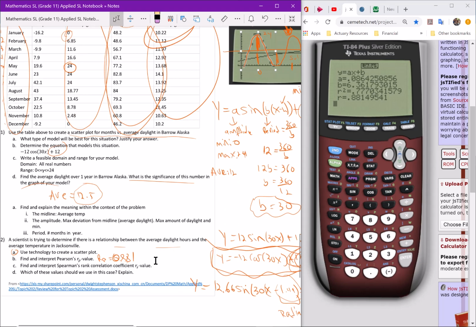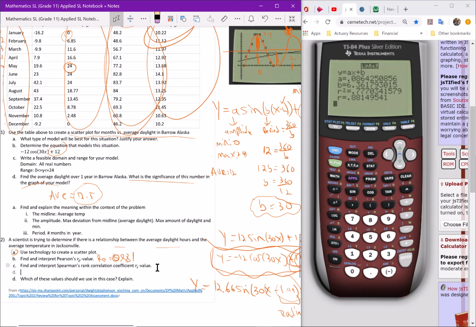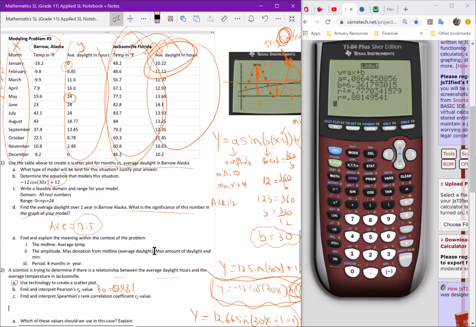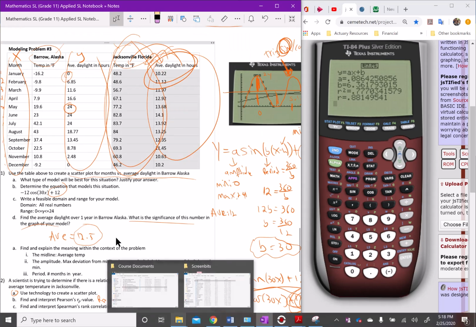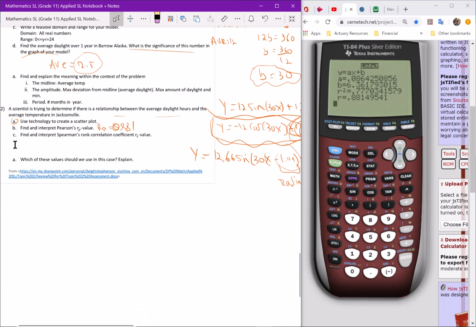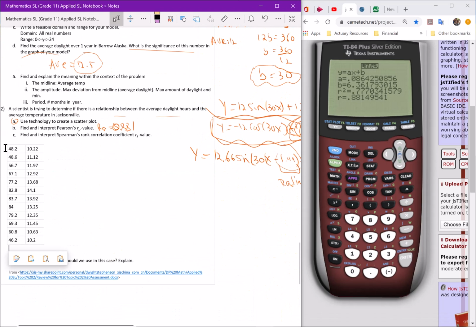Okay, Spearman's rank correlation coefficient requires that we rank each of these values. What we need to do is rank these from lowest to highest, right? These are temps and these are hours of daylight, so you want to start by finding the lowest one and then ranking them up to the highest one. So let me pause and do that.